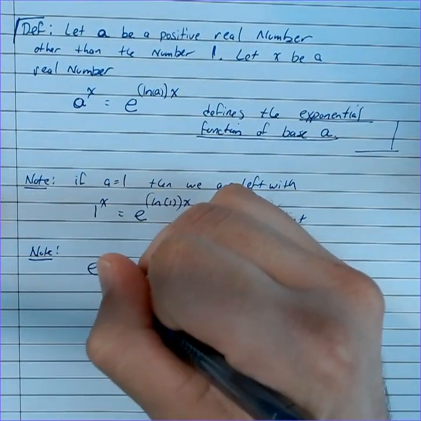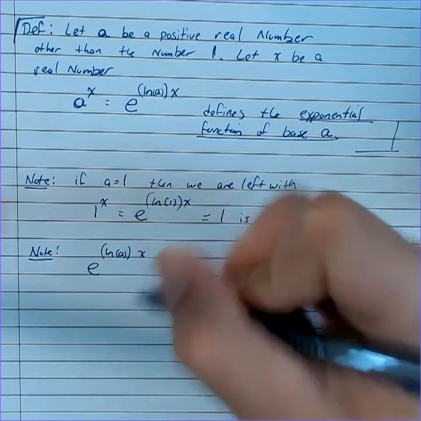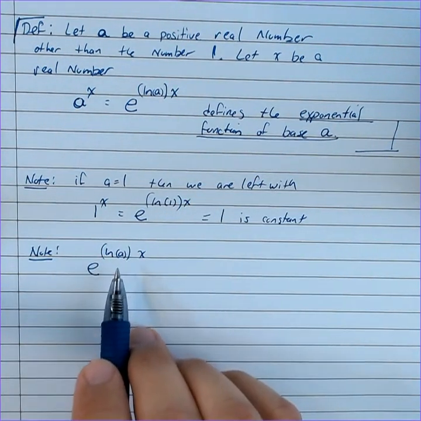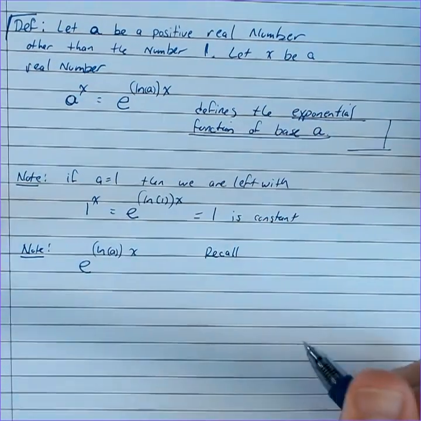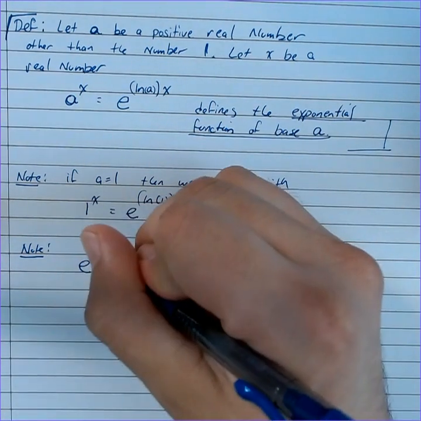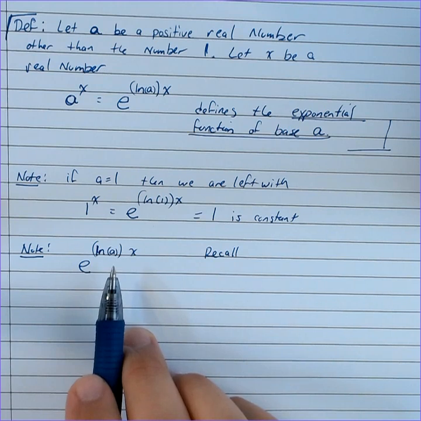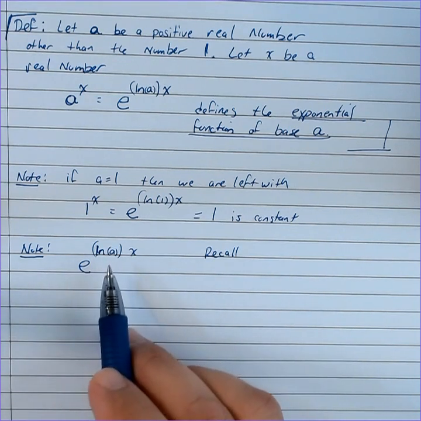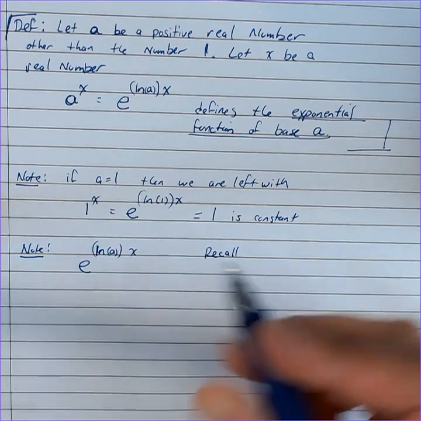If you take e to the natural log of a times x, recall that there is a property of exponential functions, and you've seen this all the way back from algebra. This is not calculus. This is not something that requires calculus to get, although we do see it in previous sections in this course, in the calculus series. But this is something that you've seen all the way back even in algebra.